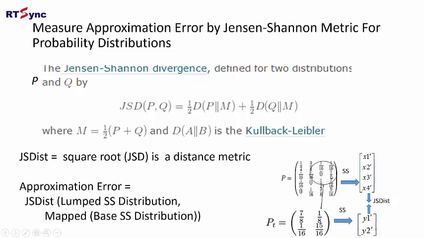So here's how that commutative diagram would look. On the one hand, we have the lump model and its steady state, which has to be computed. And on the other hand, we have the base model and its steady state, which has to be computed. And then we map the steady state of the base model into the lump model space using the aggregation that underlies the lumpability. And the closeness of the result is measured by the JSDIS metric, and that would be the approximation error.